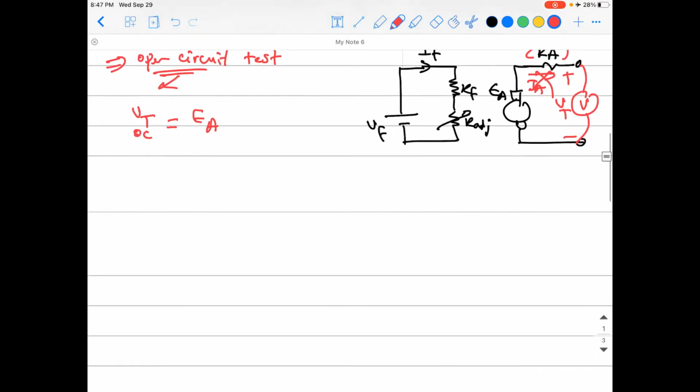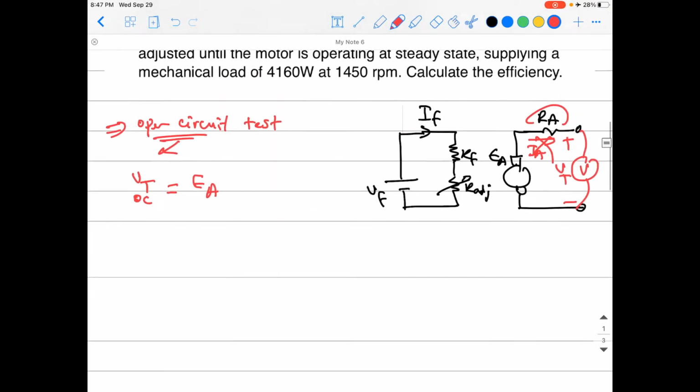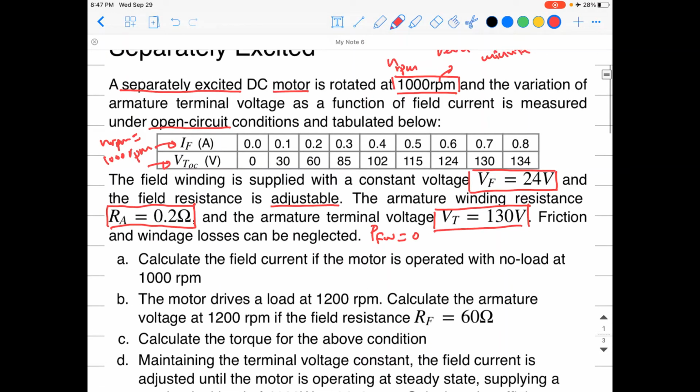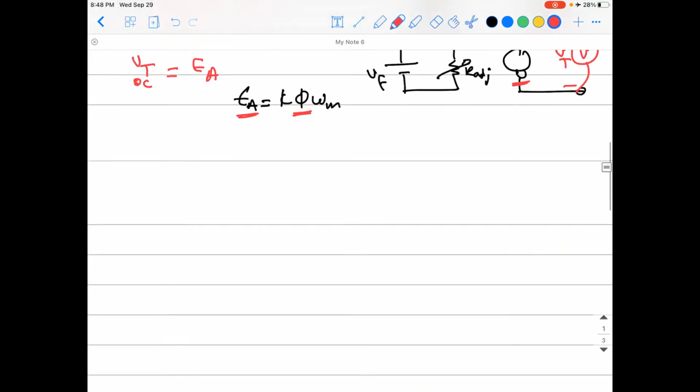And he's just using this condition, changing IF, and with a change in IF, the induced voltage changes, because changing IF changes the field, and you know that EA equals K phi omega M. So if you change IF, this changes the flux, and changing the flux changes the induced voltage. Okay, and in this case, the induced voltage directly equals the terminal voltage because it's an open circuit case. So that's how he got this table. Okay, guys?